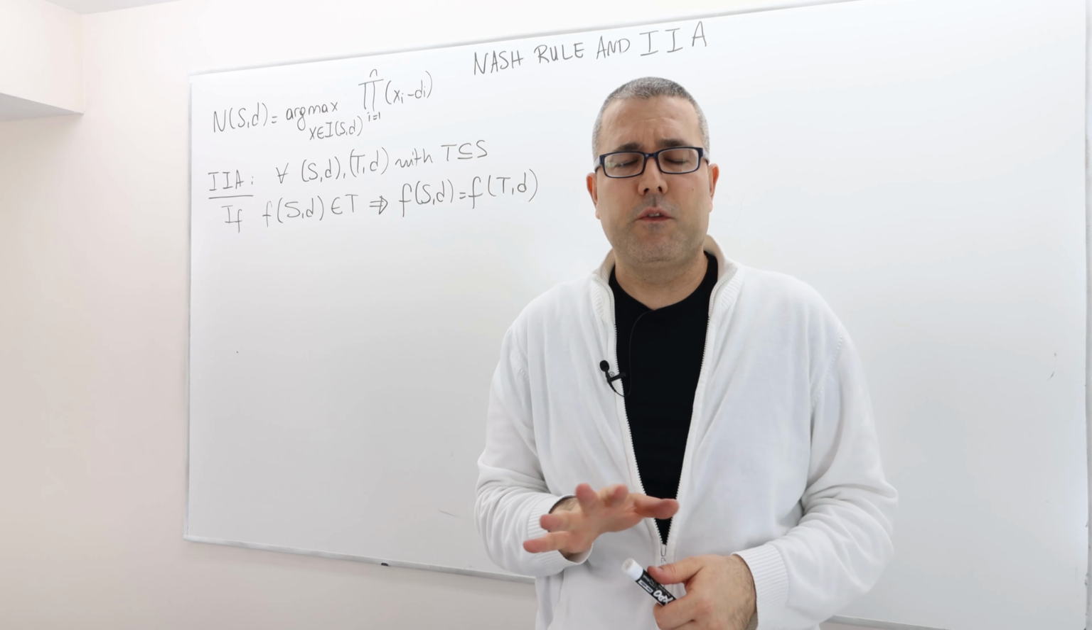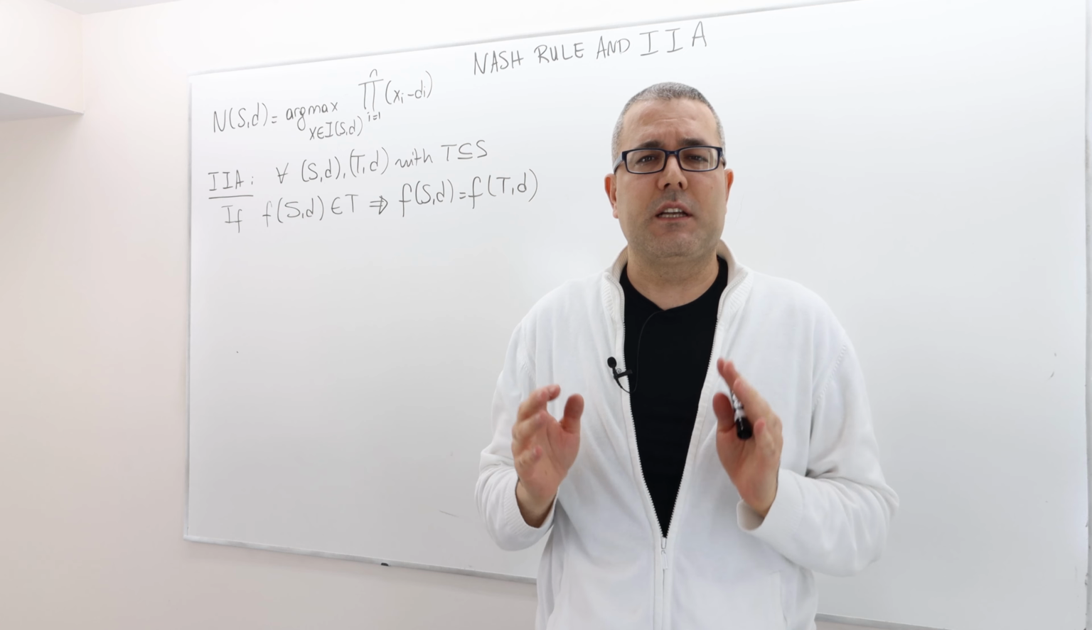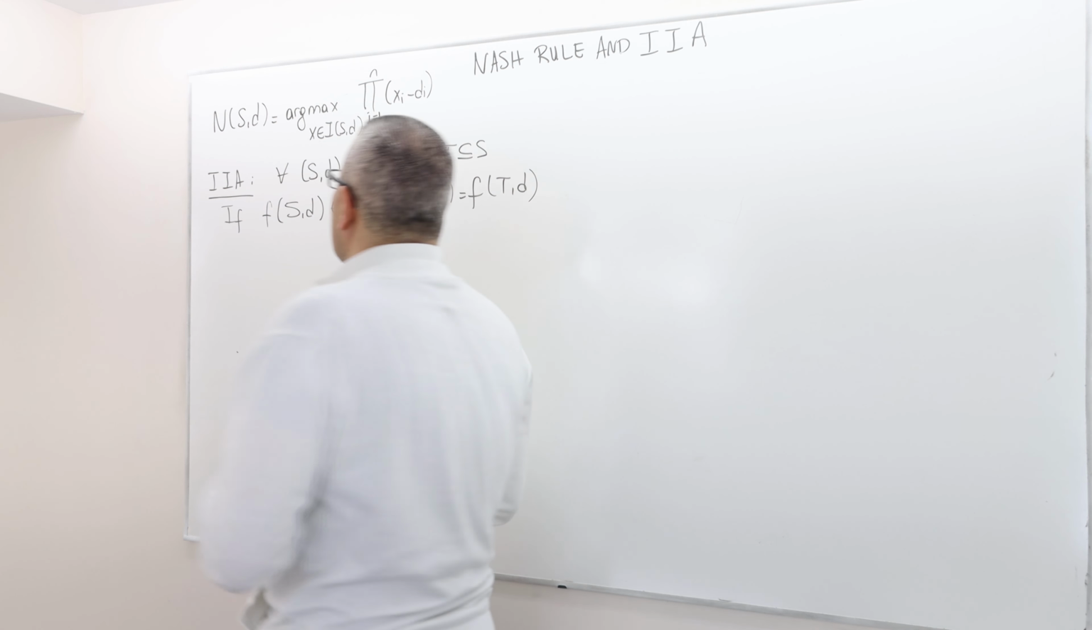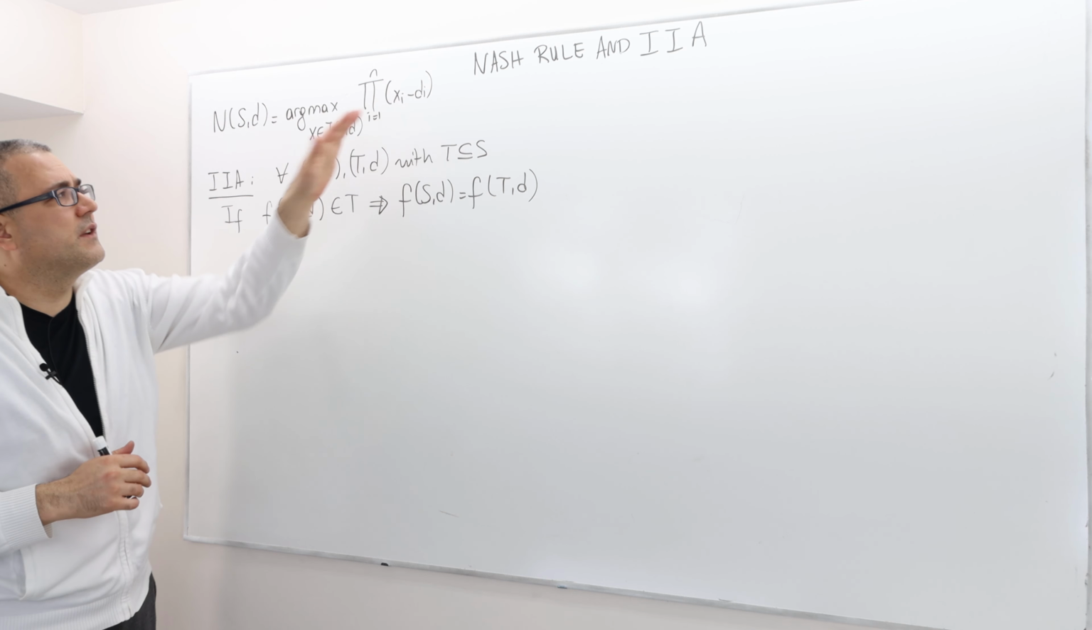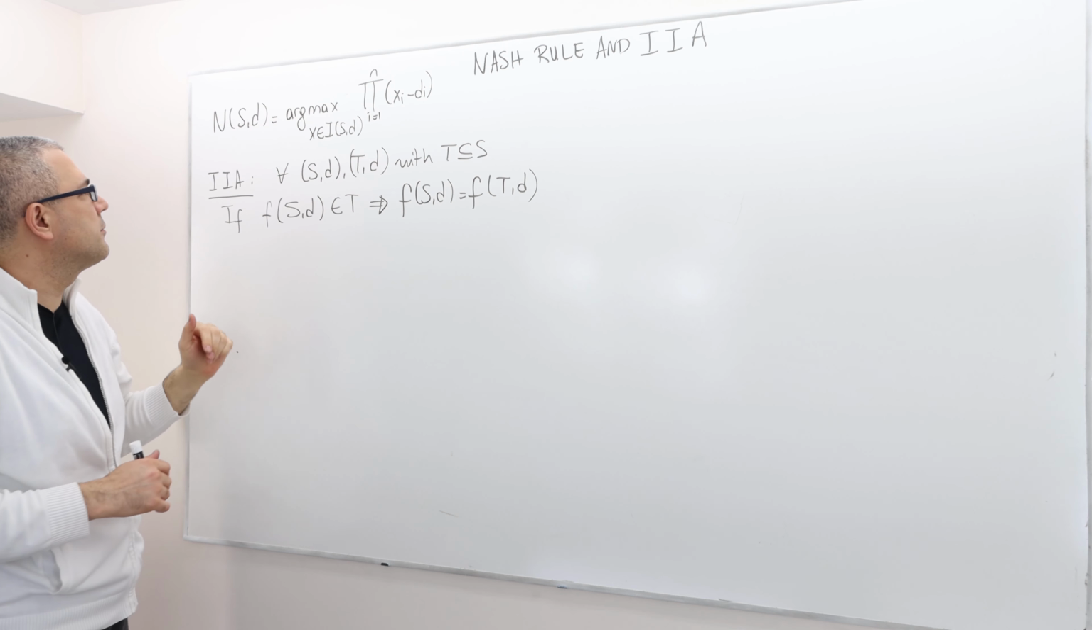In this episode, I'm going to show that the Nash bargaining solution satisfies IIA, independence of irrelevant alternatives. So once again, the Nash rule is given by an argument that maximizes this multiplication.